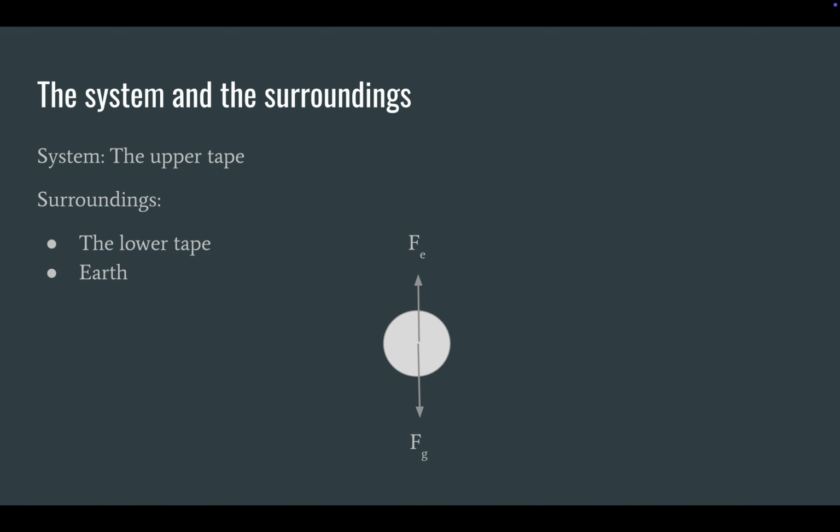The system and the surroundings in this experiment. The system is the upper tape, and the surroundings are the lower tape and Earth, where the Earth exerted a downwards force on the tape and the electric force exerted an upward force on the tape.